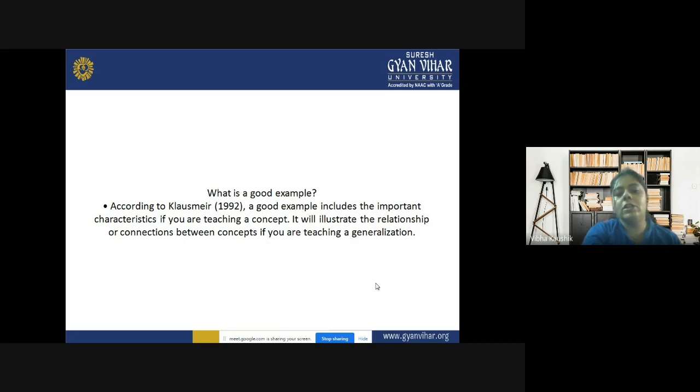If you are teaching a concept, when you are going to teach a particular concept, it will illustrate the relationship or connection between concepts. If you are teaching a generalization, it will illustrate the relationship between the concepts that you are going to teach, or the connections there are between the concepts.